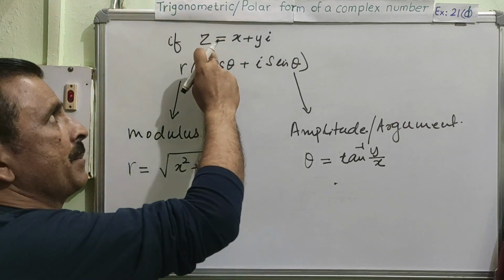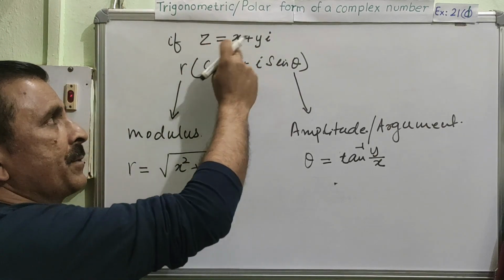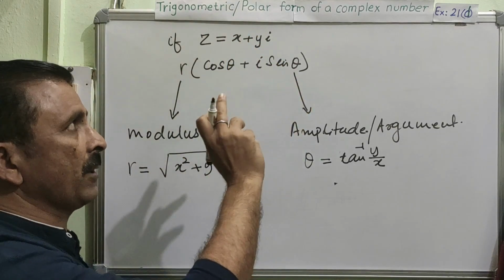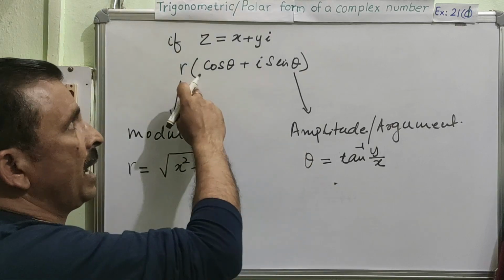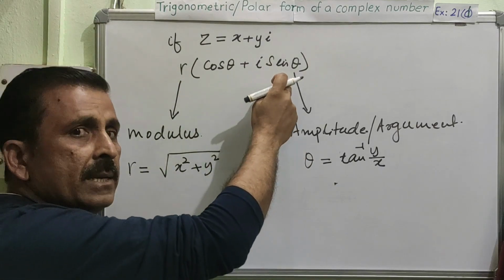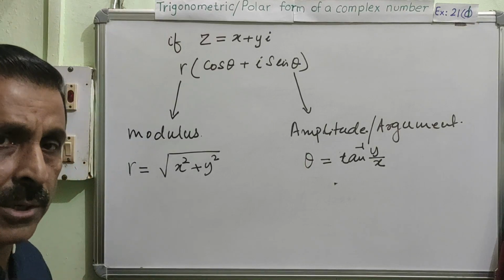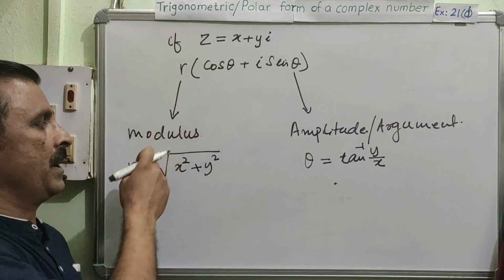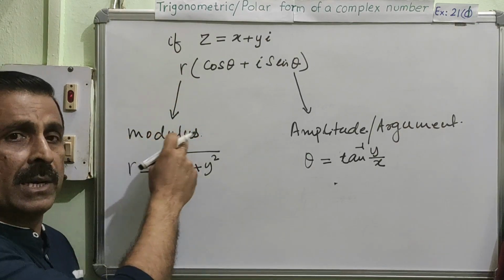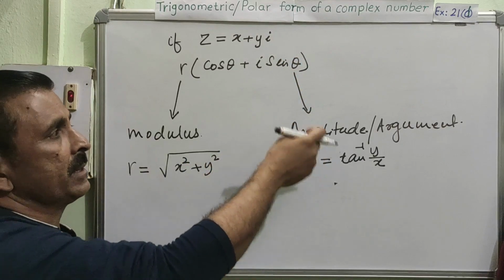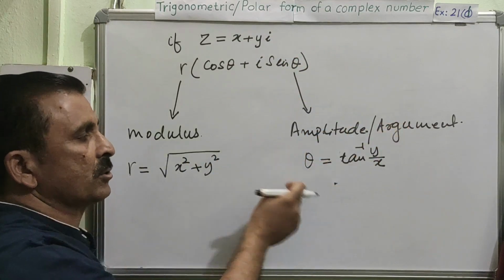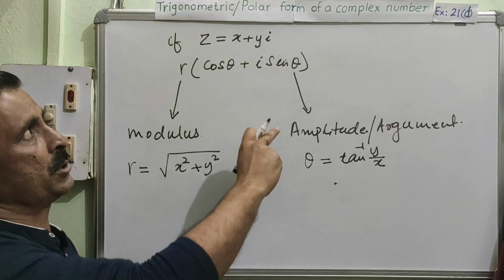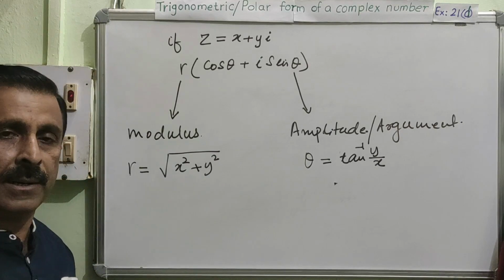If our complex number is z, then we can have the polar form of this complex number. We can have the polar form of any complex number, and the format of the polar form is r times (cos theta plus i sin theta). To complete the polar form, we need the value of r, which is the modulus, and the value of theta, which is the amplitude or the argument. By calculating these two components and putting them in this formula, we get the polar form of a complex number.